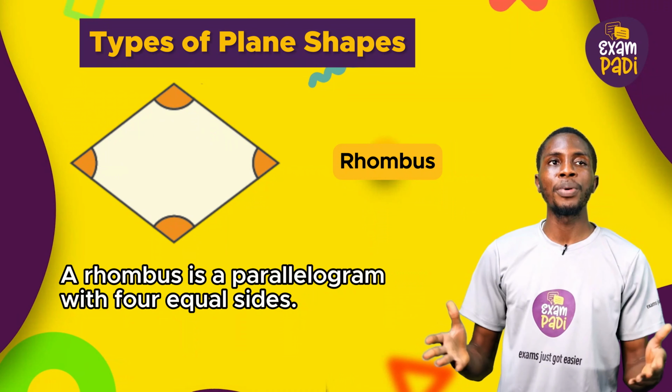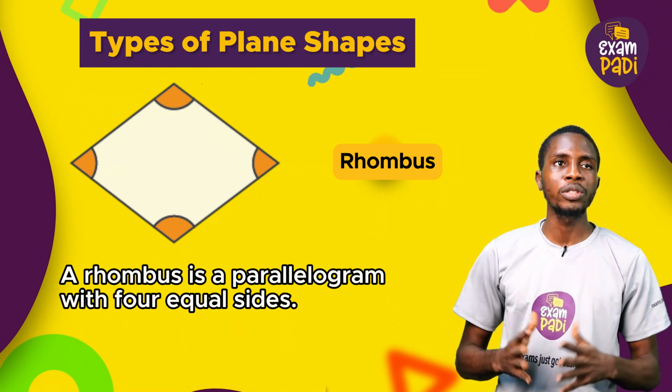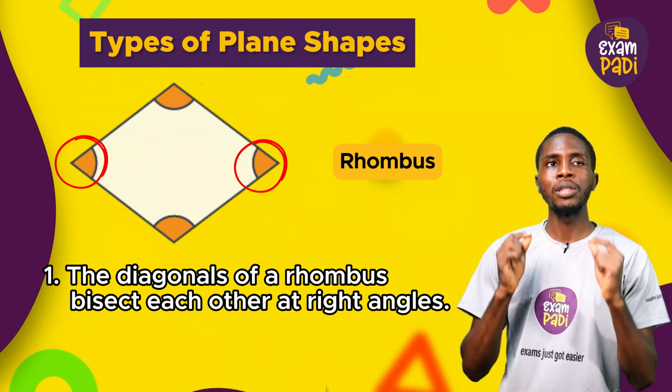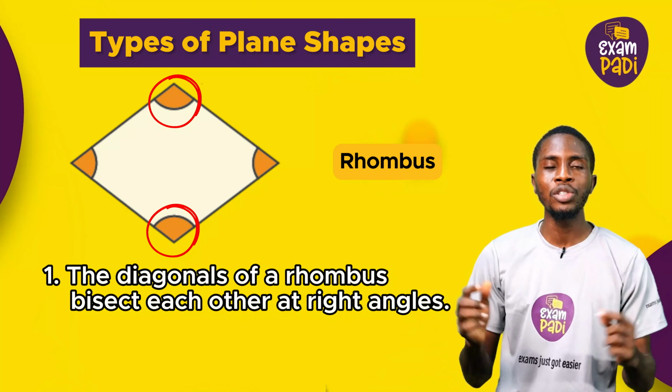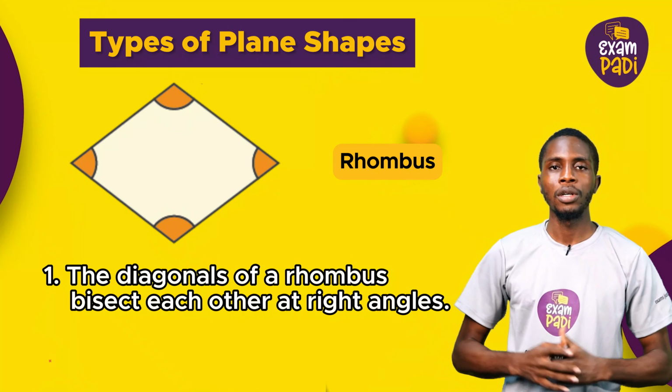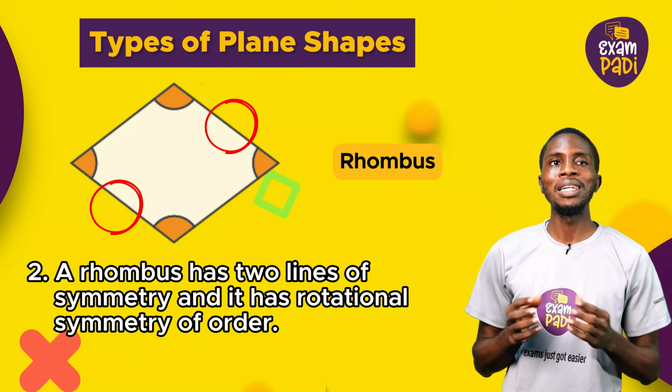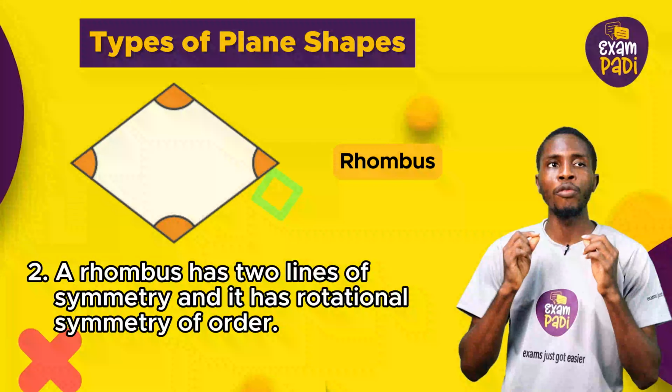The fifth type of plane shape we'll be looking at is the rhombus. A rhombus is a parallelogram with 4 equal sides. And the properties include 1. The diagonals of a rhombus bisect each other at right angles. 2. A rhombus has 2 lines of symmetry and it has rotational symmetry of order 2.